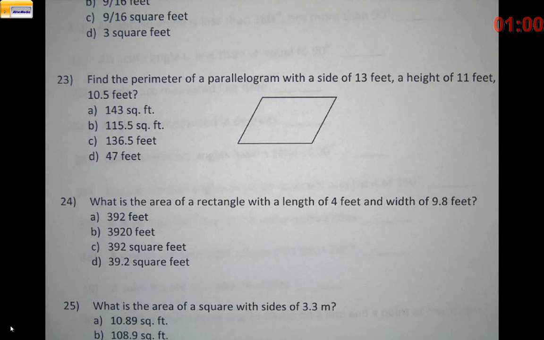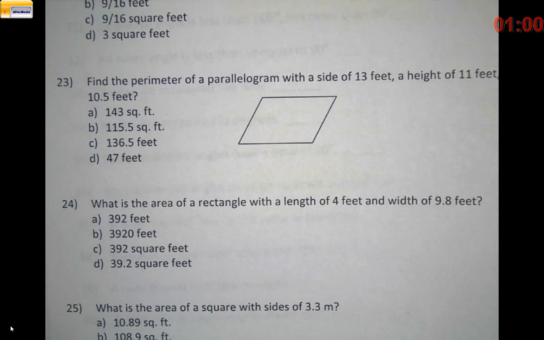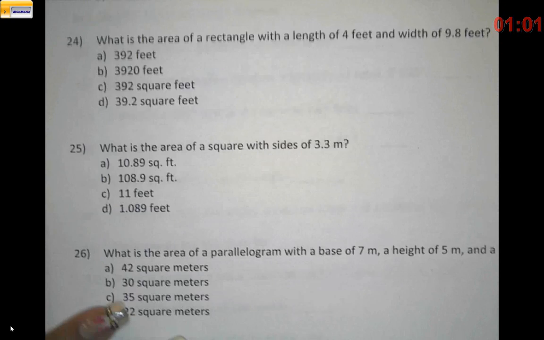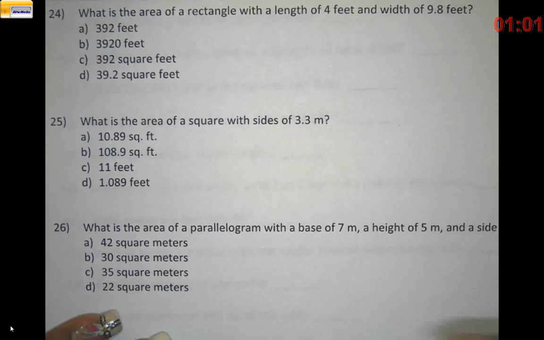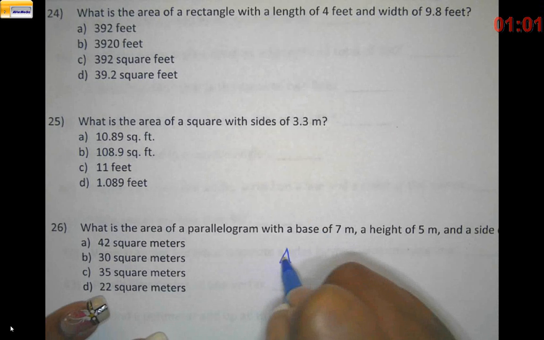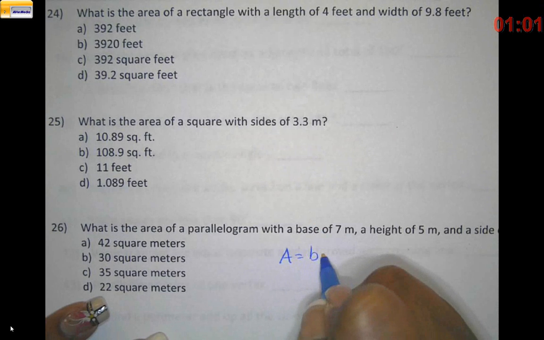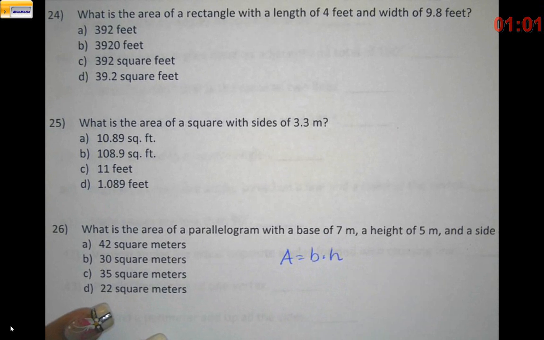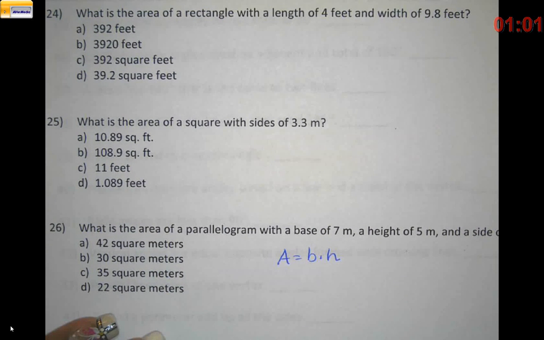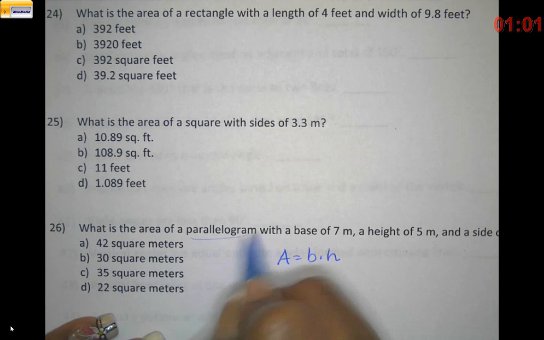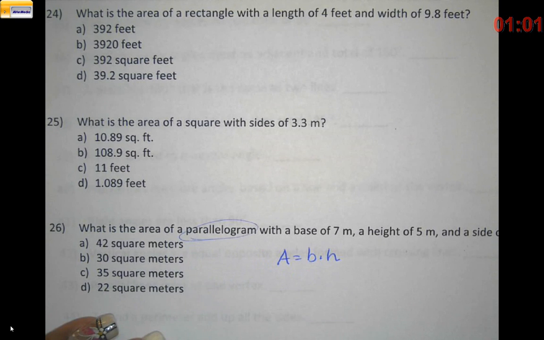We got the perimeter of a parallelogram, which you guys should know how to do. The area of a parallelogram. Remember the area of a parallelogram. Go to 26. The area of a parallelogram is equal to the base times the height. You don't need the side for the area. Are you on 26? Oh, 26. Yeah, 26 is a parallelogram. And you just take the base times the height.